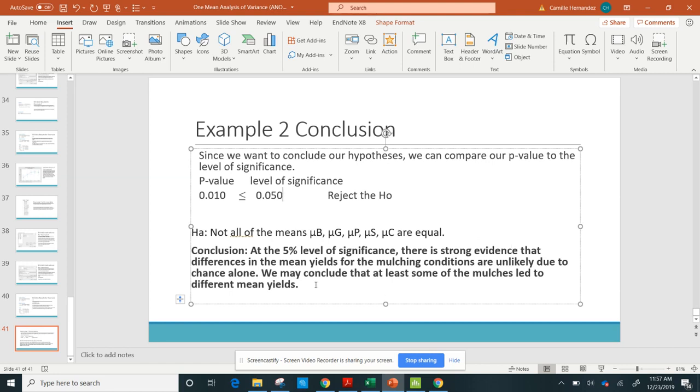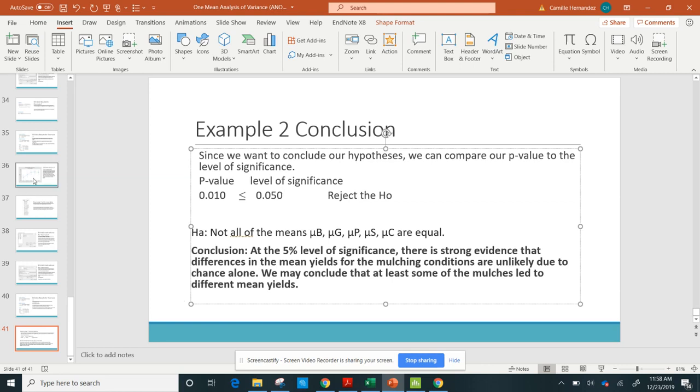So my conclusion, at the 5% level of significance, there is strong evidence that the difference in the mean yields from the mulching conditions are unlikely to be due to chance alone. We may conclude that at least some of the mulches lead to different mean yields. And think about it this way.